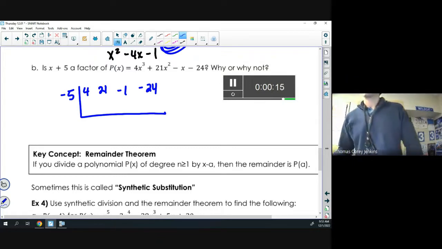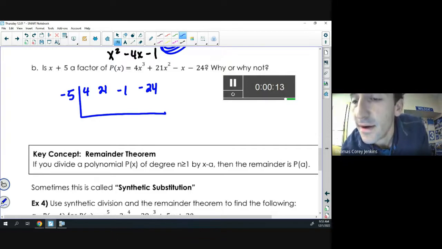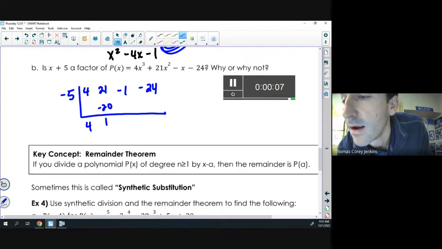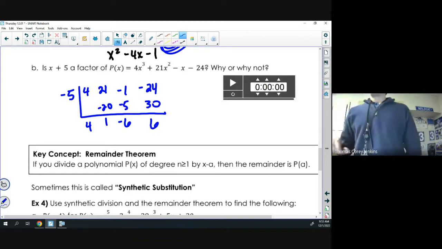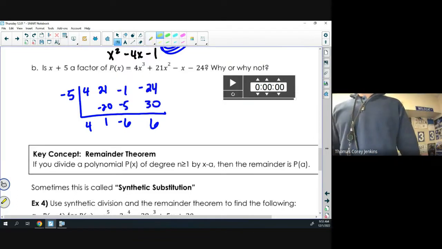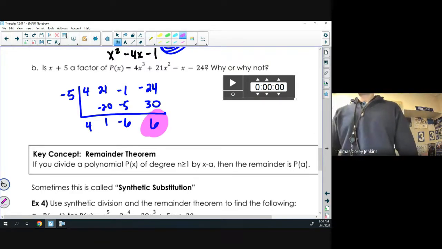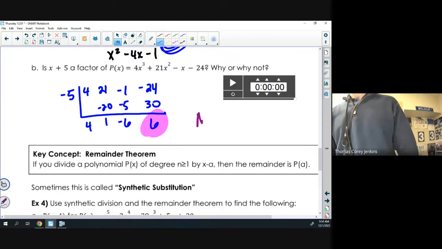All right, so go ahead and work through this from here. All right, so I went ahead and did that kind of without talking. If you do it right, you end up with a 6 remainder, okay? And that's kind of what we care about here. We would have no, because the remainder is some other number that's not 0.